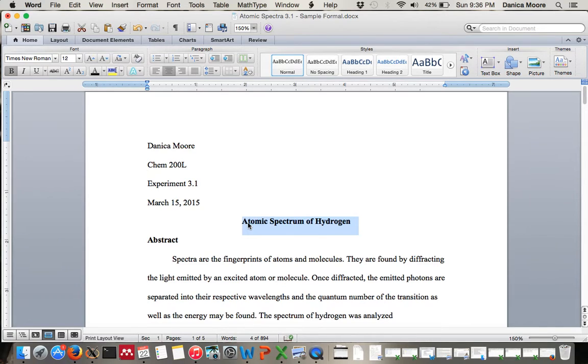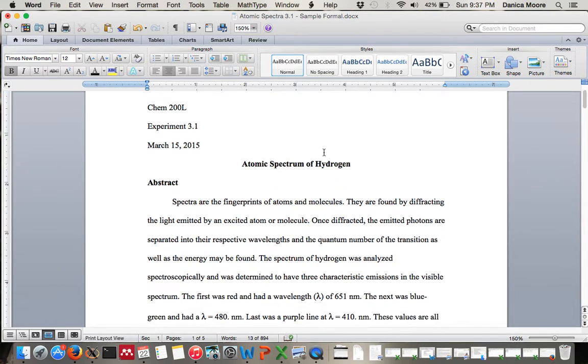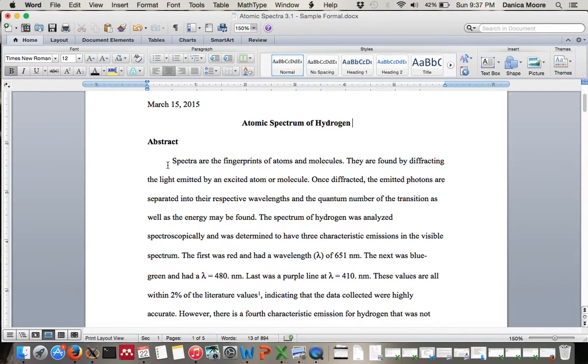So in this case, for the atomic spectra lab, I have the atomic spectrum of hydrogen because that's what I'm mainly interested in when I'm writing this formal report. That's my main results that I'm trying to convey. So my first section is an abstract.